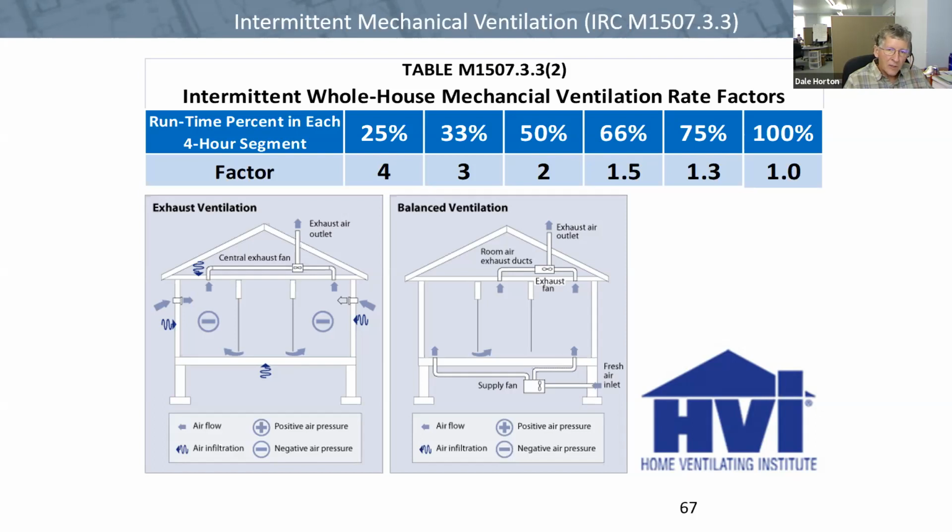If the ventilation system you're installing is meant to operate 50% of the time, and it must operate 50% of each 4-hour segment, not just 50% of the entire day, then you would have to oversize the fan by 2. And there are other factors based on the percentage of the 4-hour segment that it's going to be operating. The factor obviously says that if the fan isn't going to be on all the time, then you have to increase its capacity.